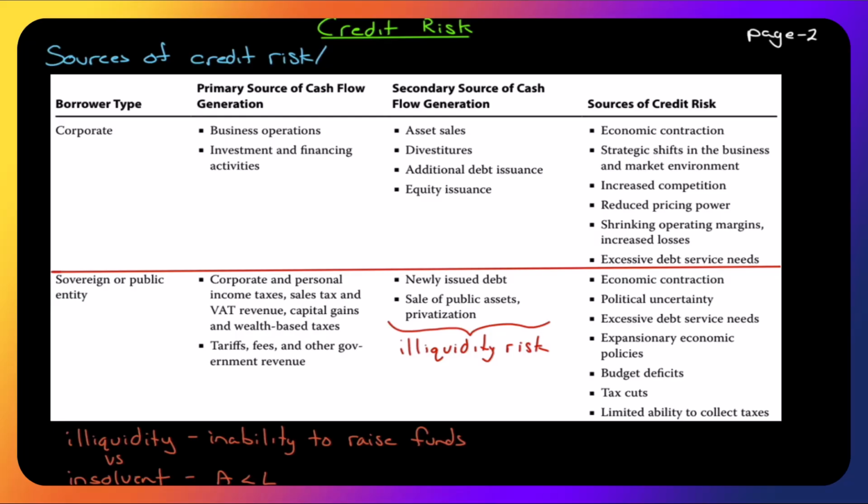Let's look at some sources of credit risk. To determine what our sources of credit risk are, we should have an idea of where the cash flows come from to service the debt, the primary and the secondary sources, because the risk of credit will be related to the risk of the cash flows that are used to service the debt. So, borrower type: we have a corporate borrower type. Cash flows from operations and from investment and financing activities.